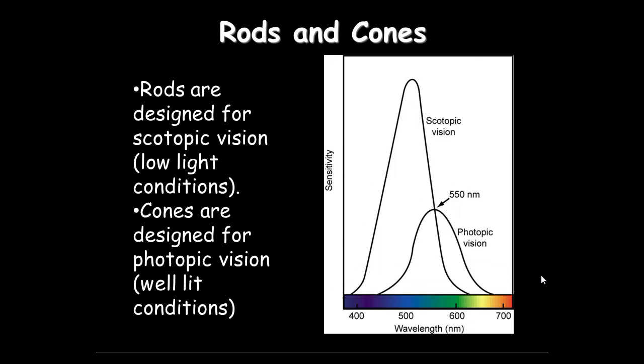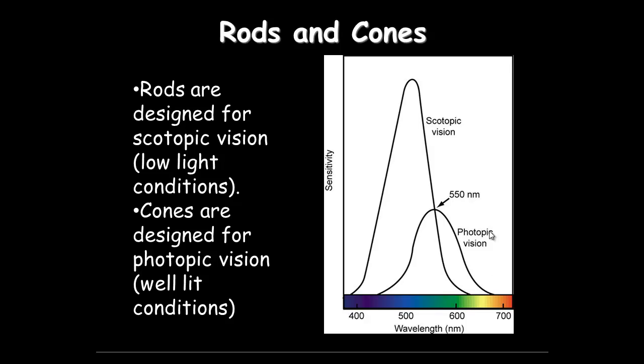So as we can see here, if we look at the different types of sensitivity, rods are designed for low light conditions, where distinguishing colour is not important, but the difference between light and dark is, and they are much, much more sensitive. Cones, on the other hand, are designed for well lit conditions, and they cover a breadth of wavelengths, so they can distinguish colour more effectively, and they're more effective in well lit conditions.